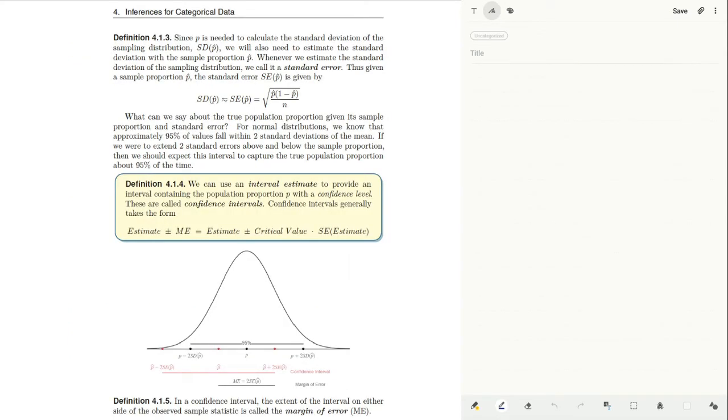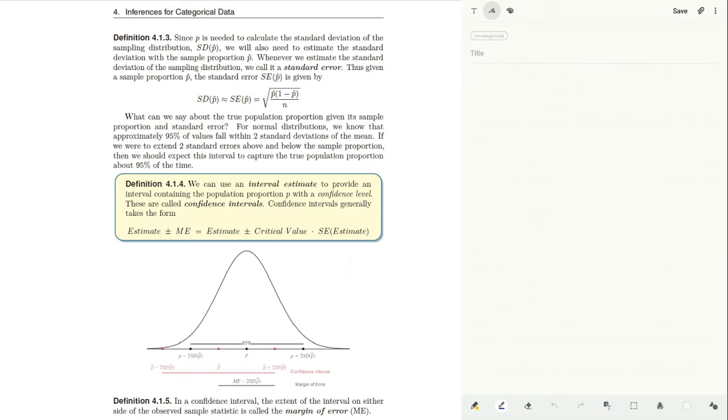Now, because p is needed to calculate the standard deviation of the sampling distribution, we will also need to estimate it with the sample proportion. When we estimate the standard deviation of the sampling distribution, we call it a standard error, and we denote it with SE of p hat. So the standard error for the sample proportion is the square root of p hat times 1 minus p hat all over n. So we replace the population proportion with our sample proportion p hat.